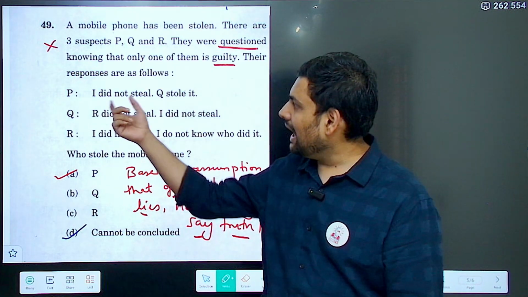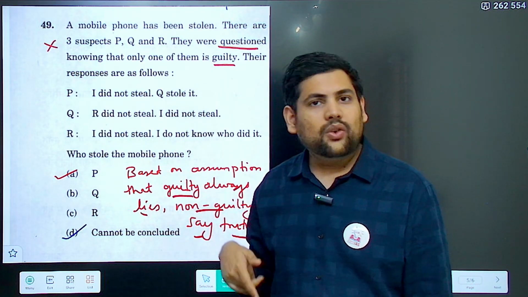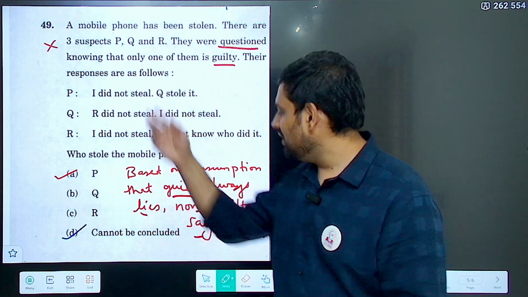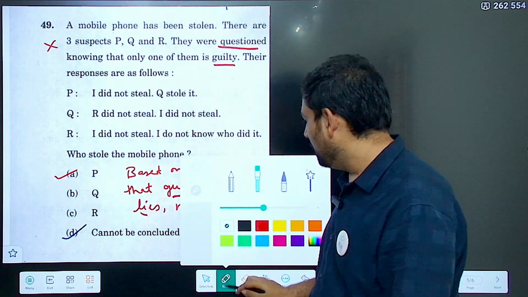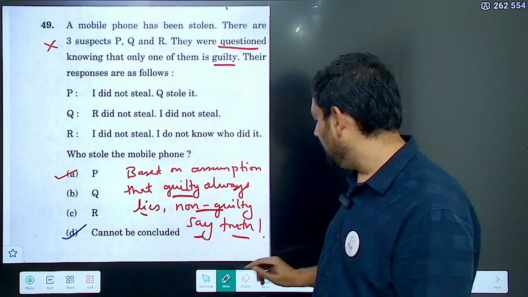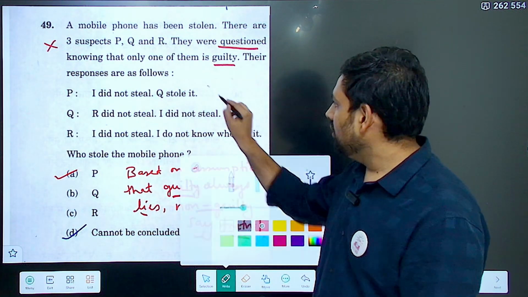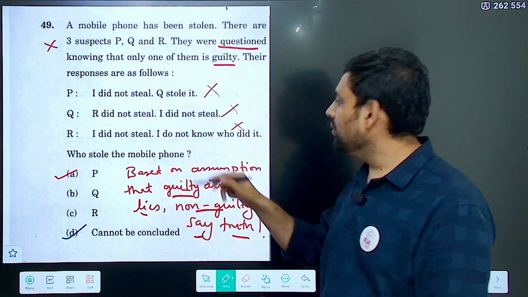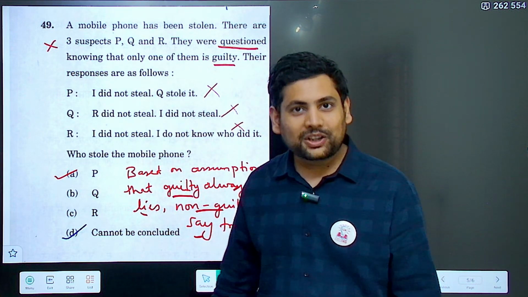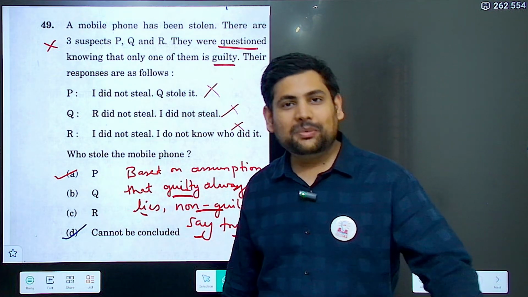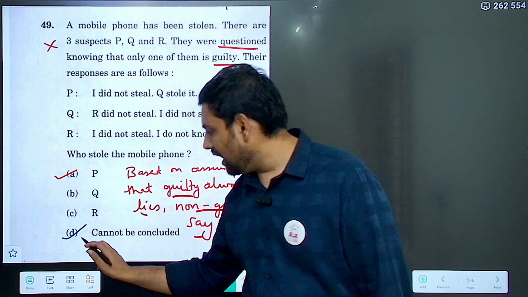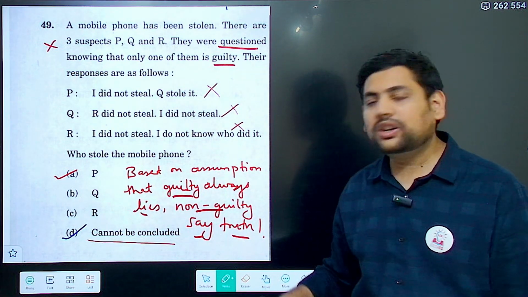Correct, because P said I did not steal, Q stole it. Now if you don't consider that P lies or P tells the truth, then this statement is bogus. You don't know really that he is telling the truth or not. Similarly, you don't know for Q also. Similarly, you don't know for R also. So can you conclude anything? If you don't know whether the three people are telling the truth or lying, you cannot conclude anything. And that's why the answer came out to be cannot be concluded.